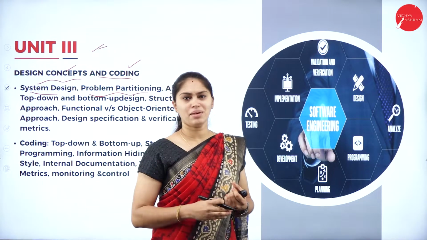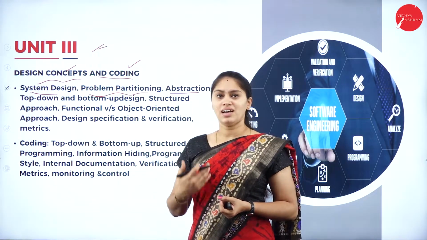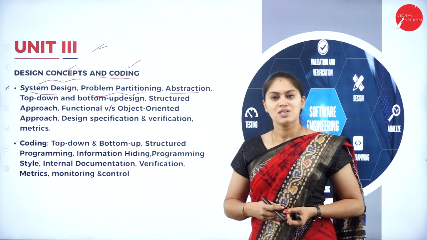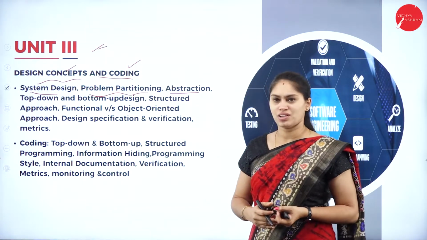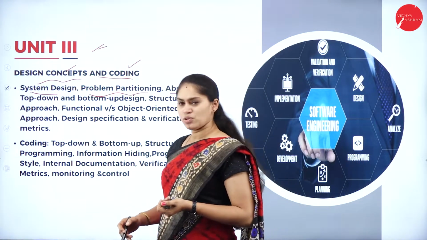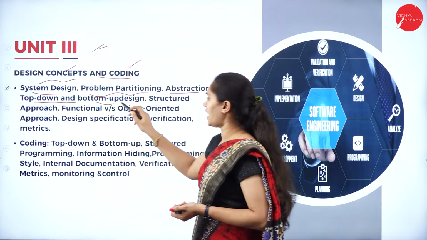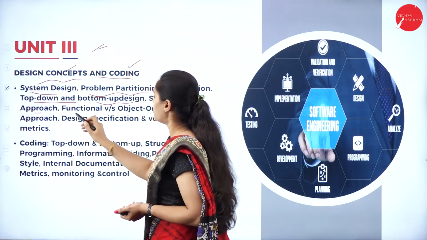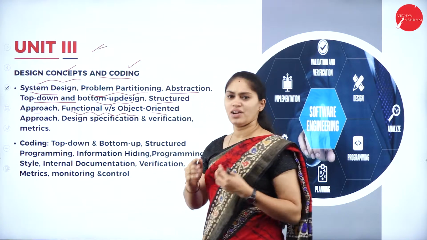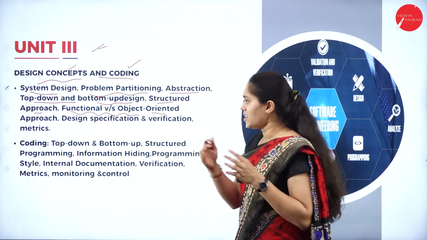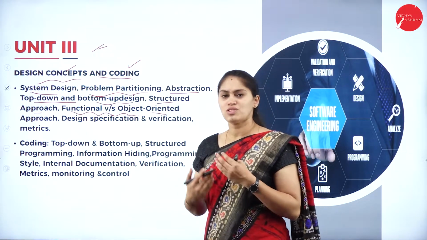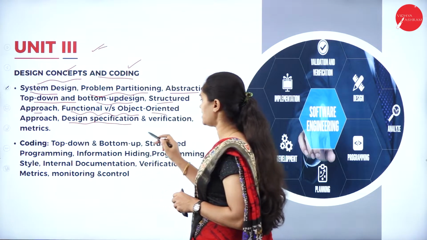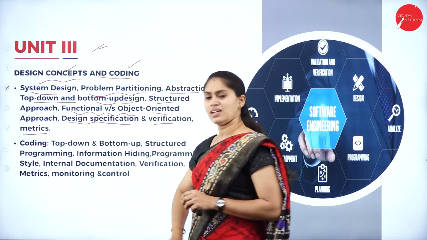Somehow no, right? That means abstraction, it is just giving the essential features to the customer by hiding all the background details. So that is called as what? Abstraction. And also we have different approaches here, that includes top down as well as the bottom up design. And also we have a structured approach, functional versus object oriented. We are just making a comparison with all the types of designing tools or methods we have in software engineering. Along with that, design specification, verification along with the metrics.